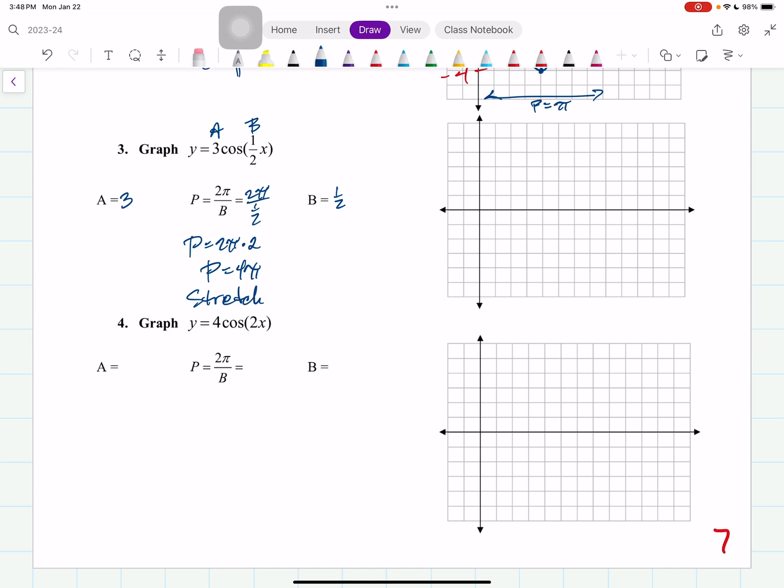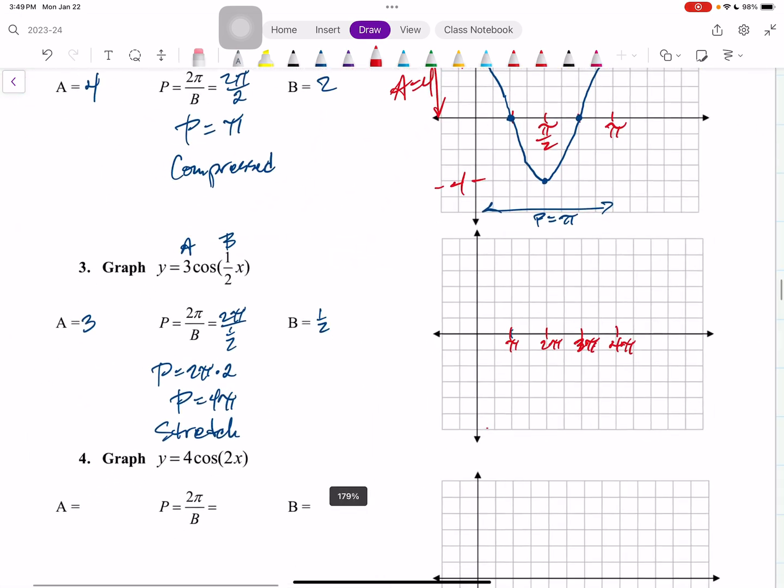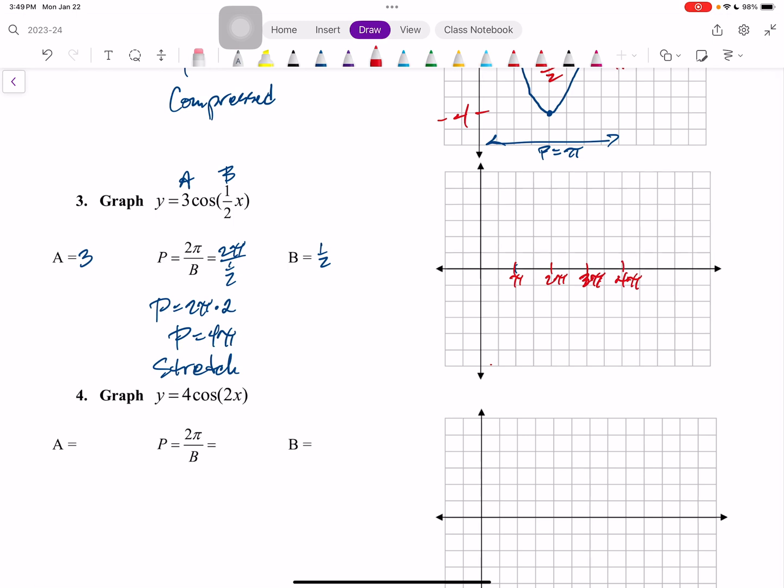So now I'm going to go out again and label the axes. Let's say this is pi, 2 pi, 3 pi, and go out to 4 pi. Notice I took the period of 4 pi and divided it up into 4 equal parts. You always do that. No matter what the period length is, you divide it up into 4 equal parts. As I said in the very beginning, the key is to divide the period into 4 equal parts, and then you can start your graphing. But you have to label the amplitude here. So up 3, down 3. And remember, this distance above the midline or the wave axis is called the amplitude.